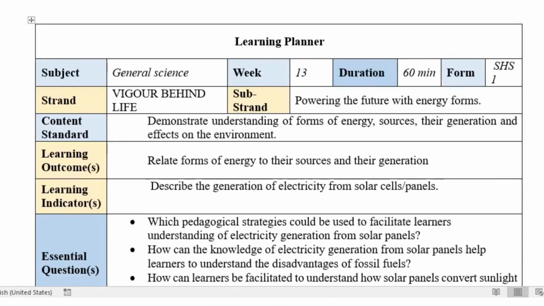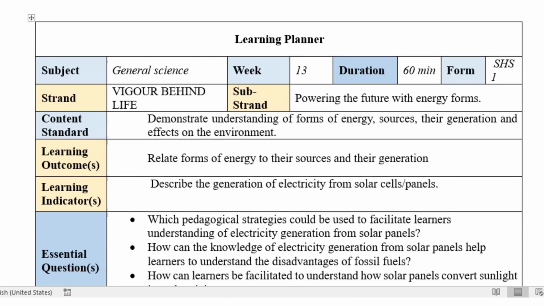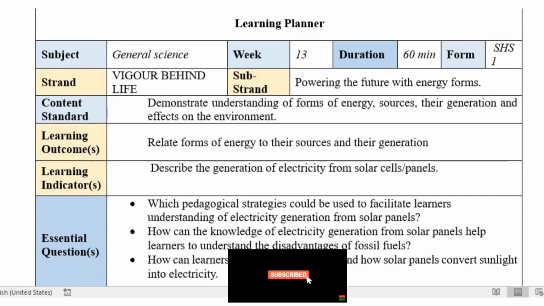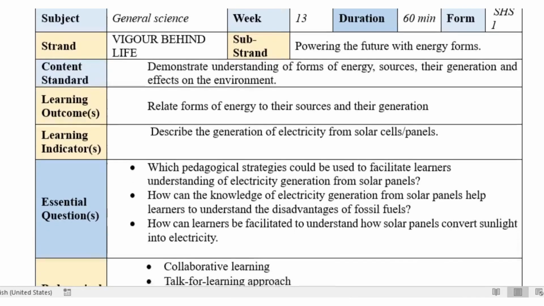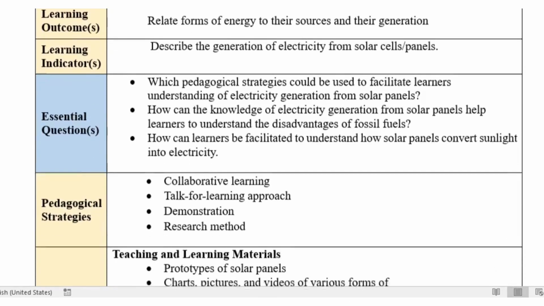I have put a sample on the screen. It is a learning planner for General Science, Week 13. The planner has a lot of rows and columns. Let's look at them one by one. Now, starting from the left to right, we have the subject row. The rows below it are the strand, the content standard, learning outcome, learning indicator, and then the rest. So let's start with the first row.